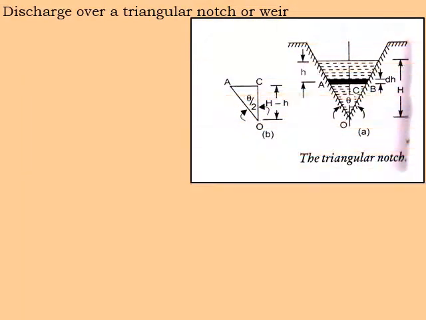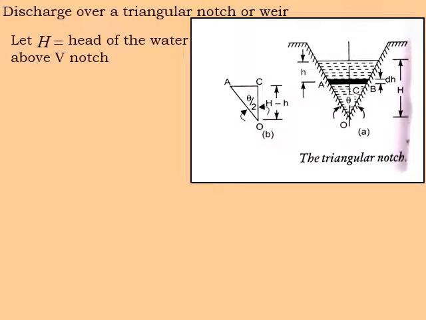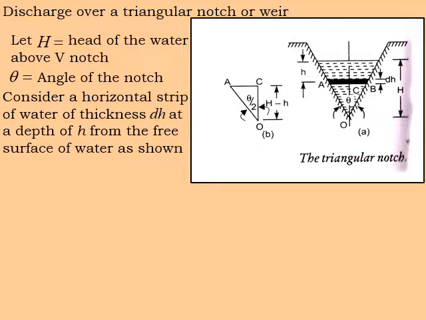Now the discharge over a triangular notch weir is derived here. Consider H equals the head of the water above the V notch. The triangular notch is also called a V notch. Theta equals the angle of the notch. Now consider a horizontal strip of water of thickness dh at a depth h from the free surface of the water, as shown in the figure.